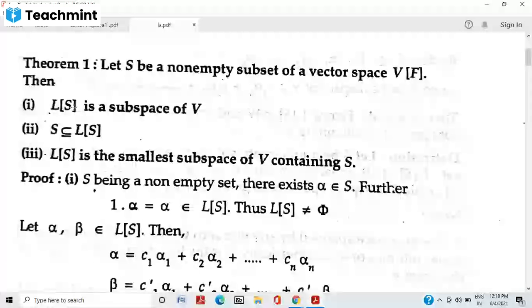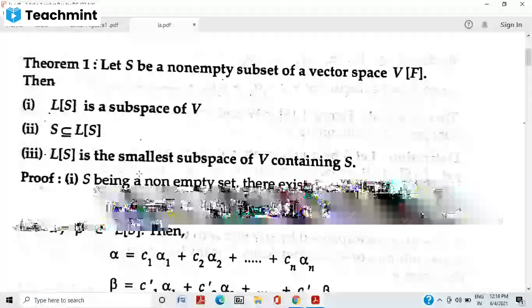How is it defined? If S equals the set alpha 1, alpha 2, etc. alpha n, then L of S is the set of all linear combinations. That means the set of all C1 alpha 1 plus etc. Cn alpha n for every Ci belonging to F, where every alpha i belongs to S, for i equal to 1 to n. Then that is said to be a linear span.